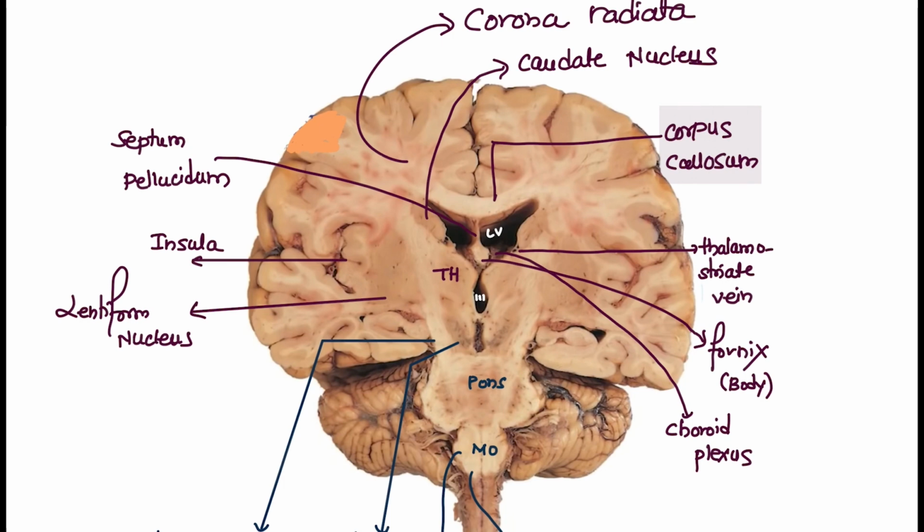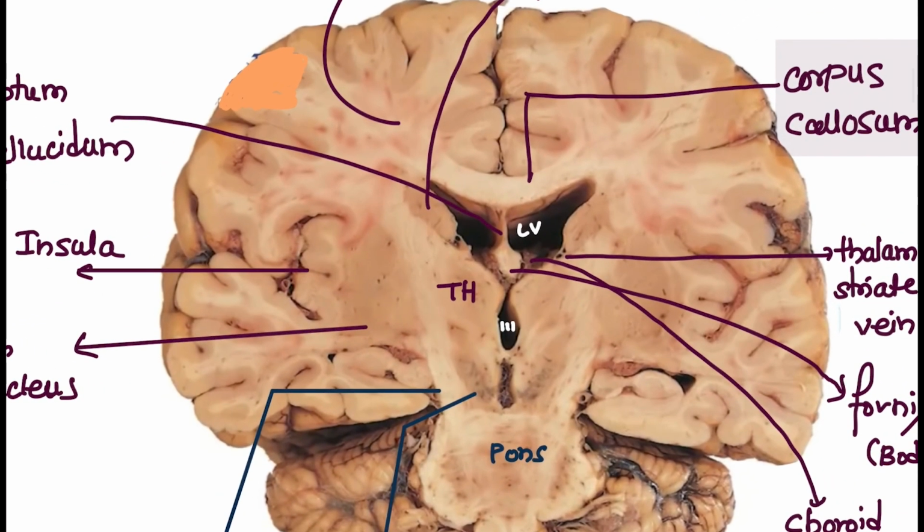Now look over here. Here we have the lentiform nucleus. The lentiform nucleus looks lens-shaped, and it is a structure deep within the cerebral hemisphere. So this is about the lentiform nucleus.